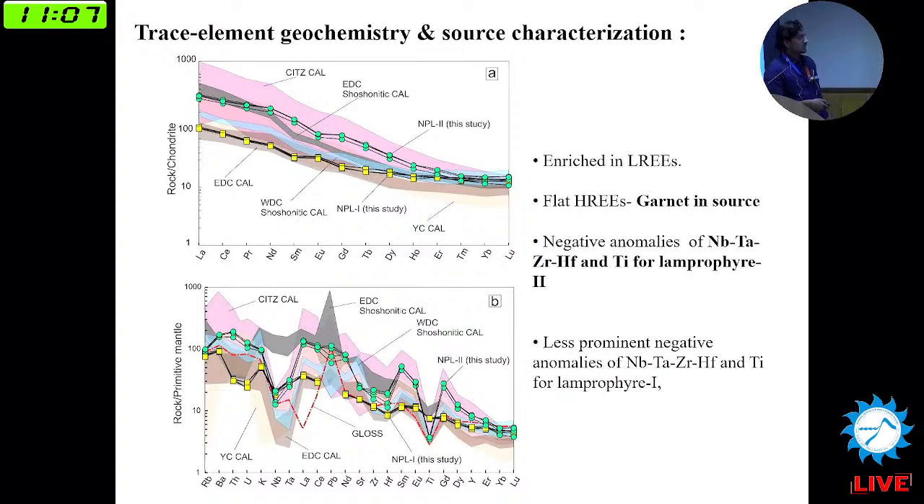And in this primitive mantle normalized diagram, you can see lamprophyre 2 showing very prominent negative niobium, tantalum, zirconium, hafnium, and titanium anomalies, which are indicative of subduction related metasomatic enrichment, while lamprophyre 1 shows less prominent negative anomalies of niobium, tantalum, zirconium, hafnium, and titanium. It may indicate their lithospheric component got diluted by the asthenospheric melt.